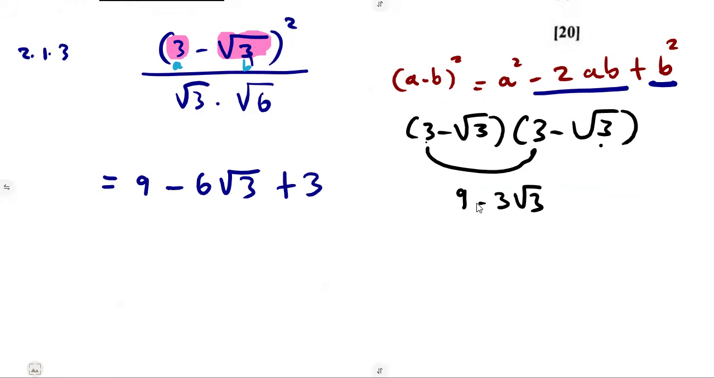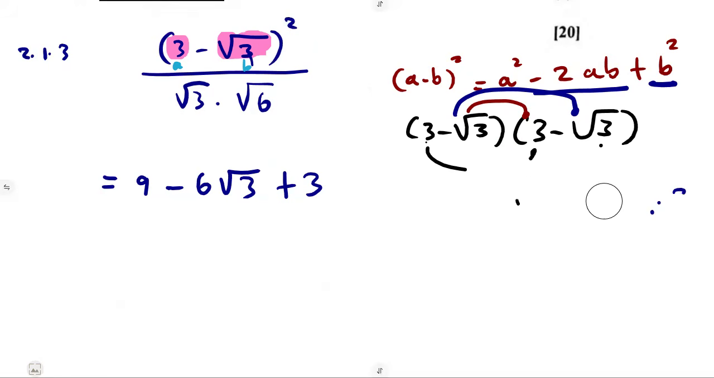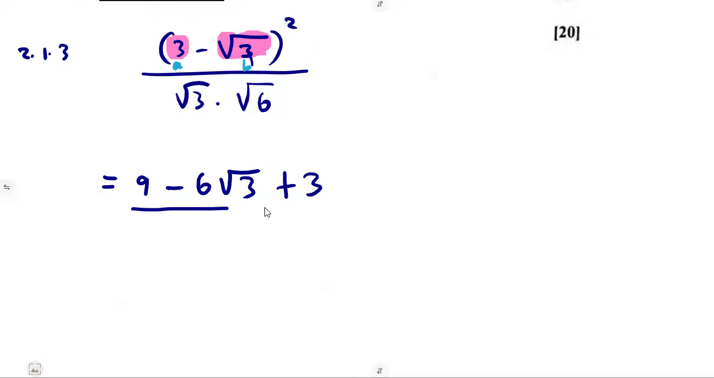3 times minus 3 square root of 3. Multiplying, it's going to be root 3 and minus 3 times square root of 3, that's a 3. So that gives you a minus 6, 9, and 3. Collecting those like terms in brackets is in your hands.